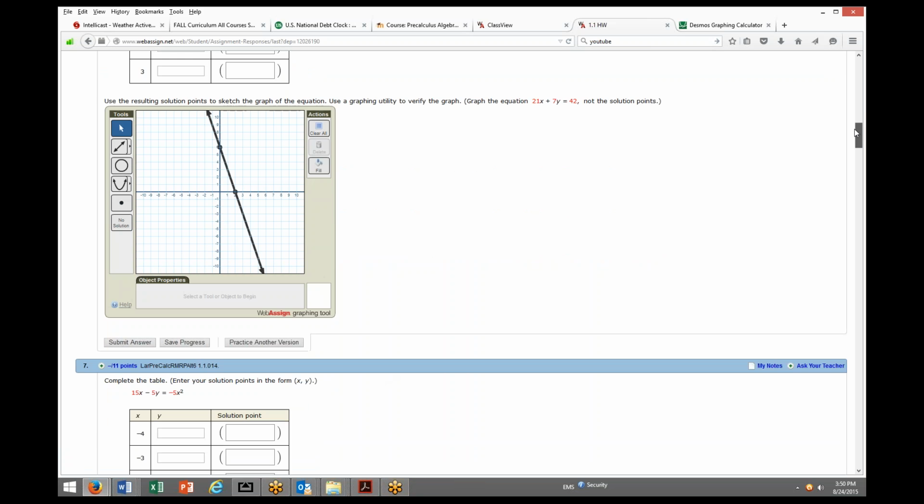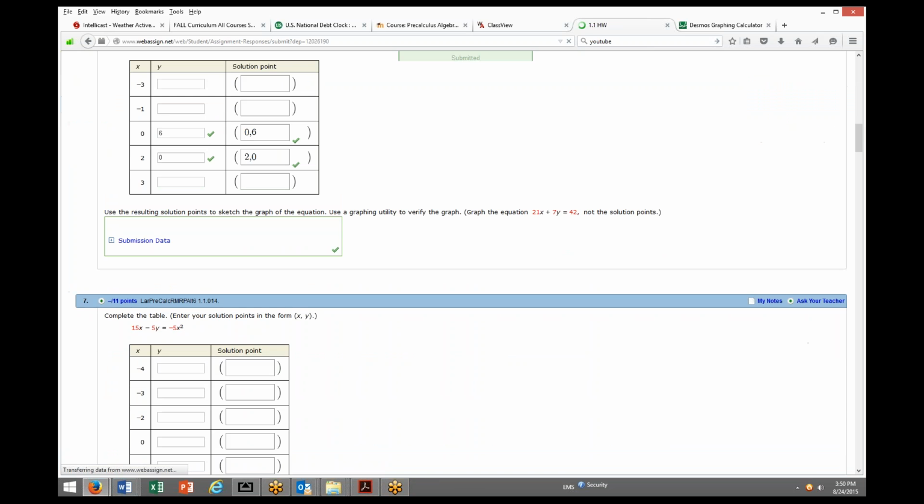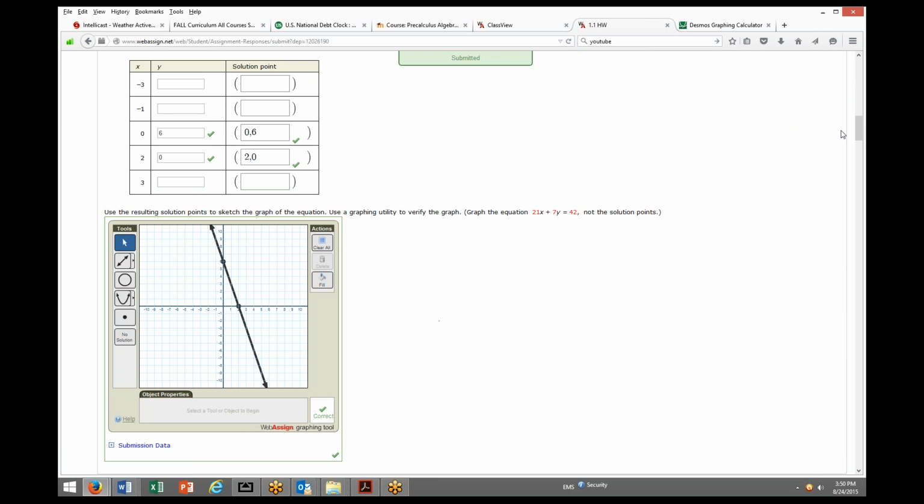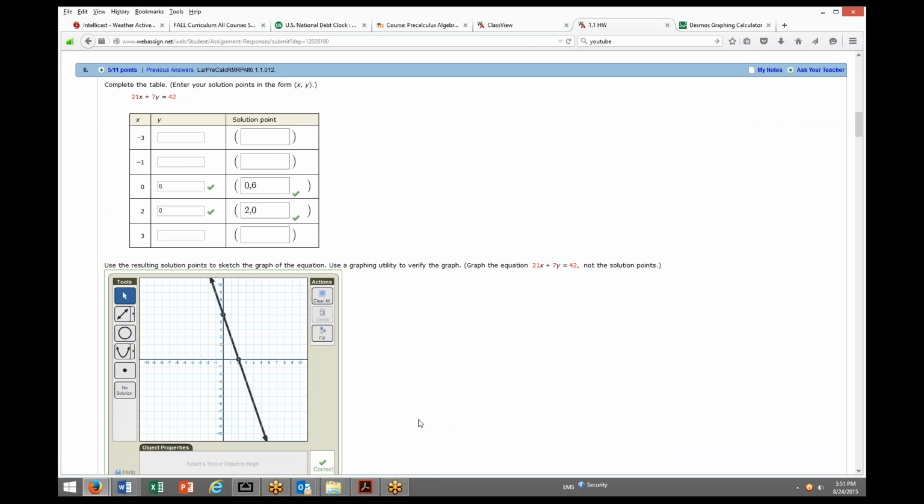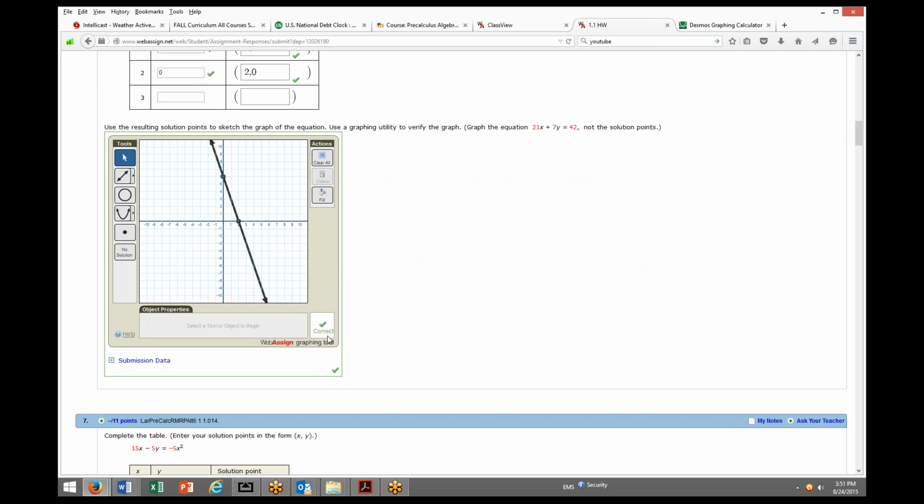So we only did part of this, okay, but let's just check our answer. Now I'm going to go ahead and click on Submit Answer for this problem number 6. Okay, now here's what happens. We only did part of the work. We did not fill in 3 of the 5 solution points, so we only got the green check marks, which WebAssign gives to you when you get it correct, on the 2 of the 5 that we did, the 0, 6 and 2, 0, plus we got a green arrow down here on the graph for correct.